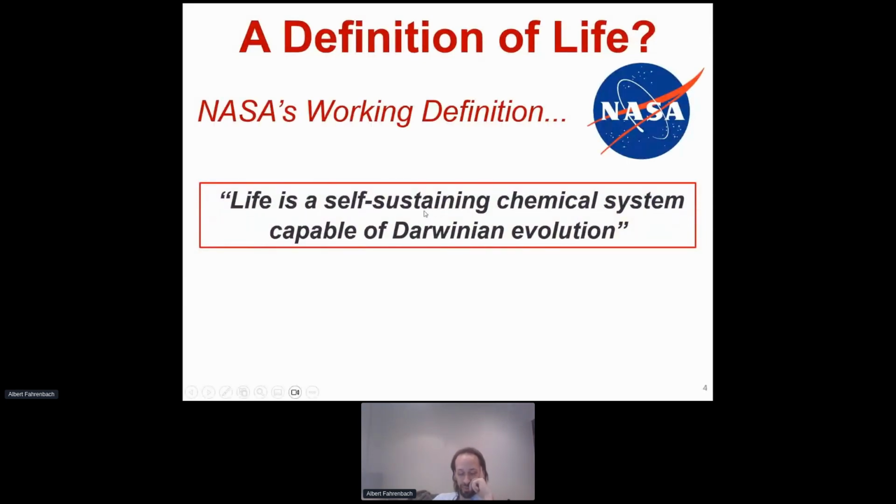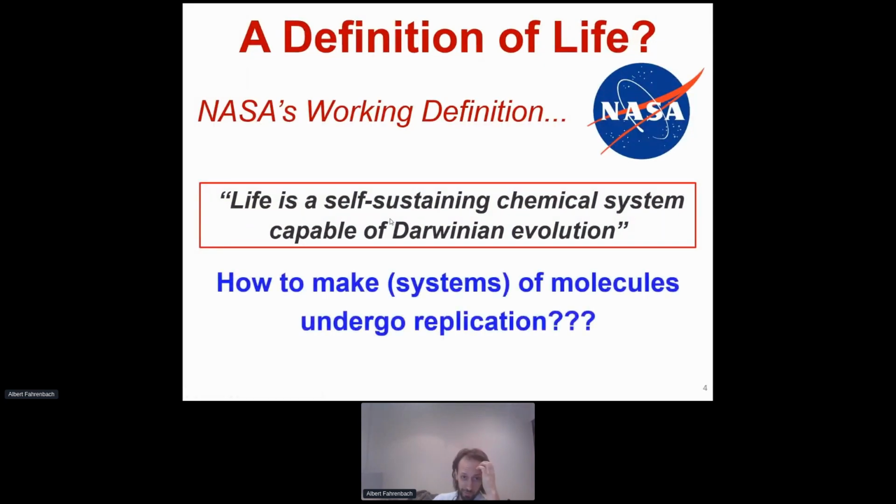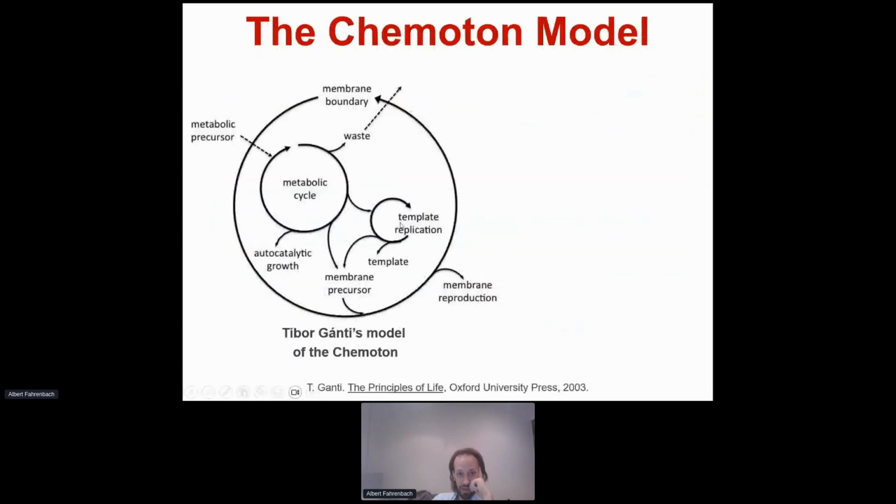But the definition that often comes up is NASA's working definition: life is a self-sustaining chemical system capable of Darwinian evolution. So Darwinian evolution implies that you need to have molecules or systems of molecules that undergo replication. That's the big question: how do you get molecules to undergo replication so you can have Darwinian evolution? Well, one solution to that could be this idea of autocatalysis. And that's where this model for the chemoton comes in.